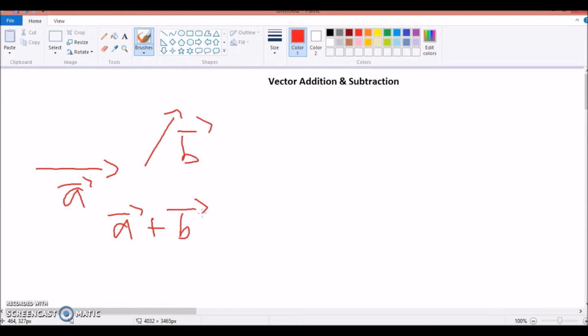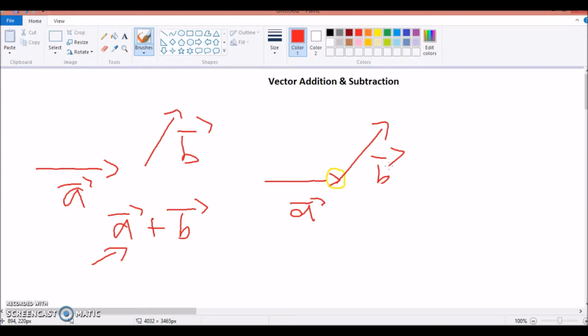And the trick to adding these vectors is taking the head of one vector and adding it to the tail of the other. So for example, if it's asking to find this, first we'll take vector A, and you notice the head of vector A is right over here, and the head of that will be attached to the tail of B. So that is vector B. You notice that the head of vector A is attached to the tail of vector B.